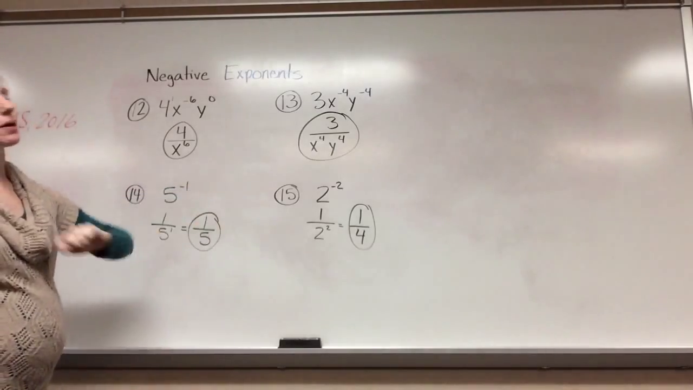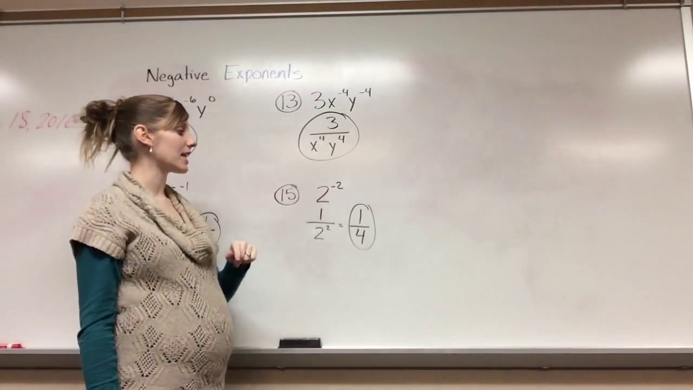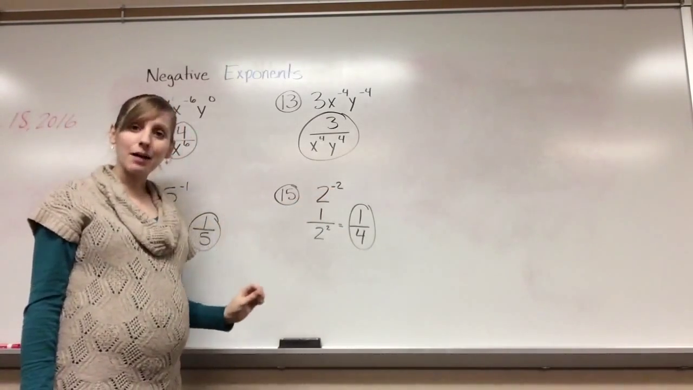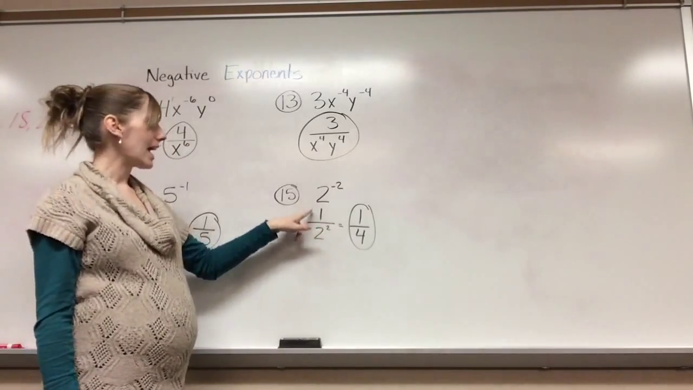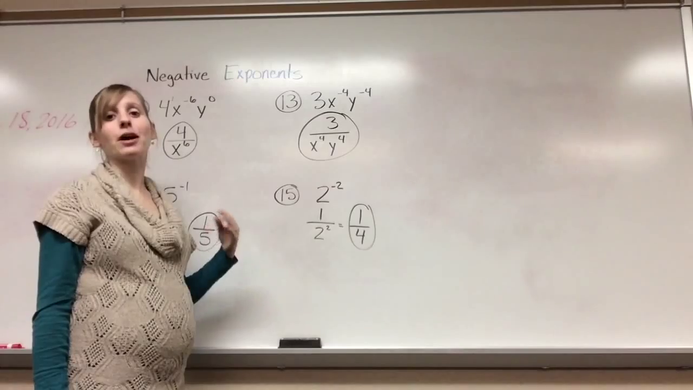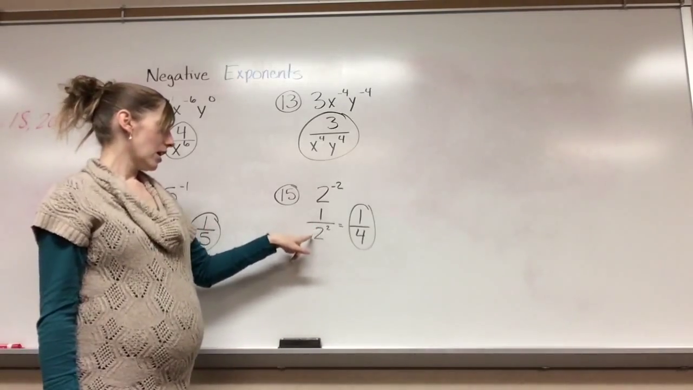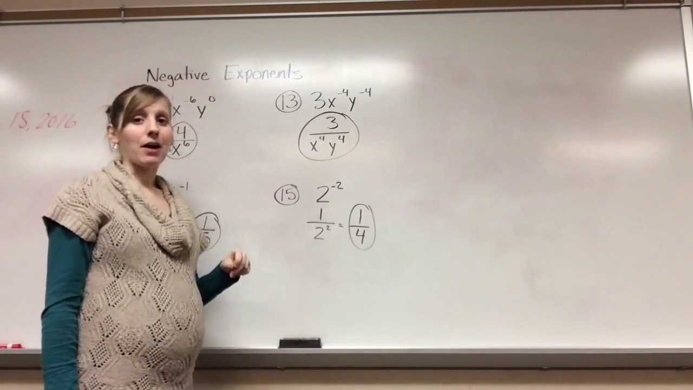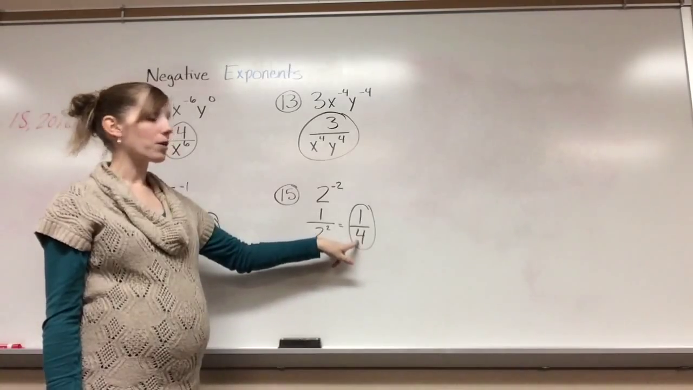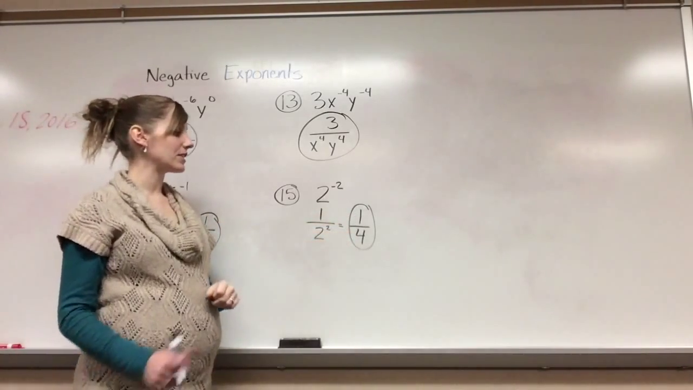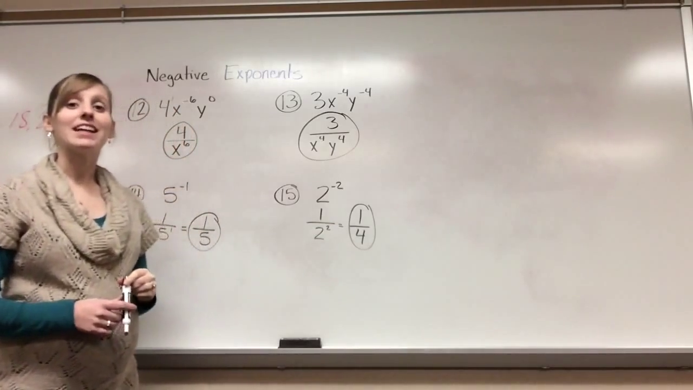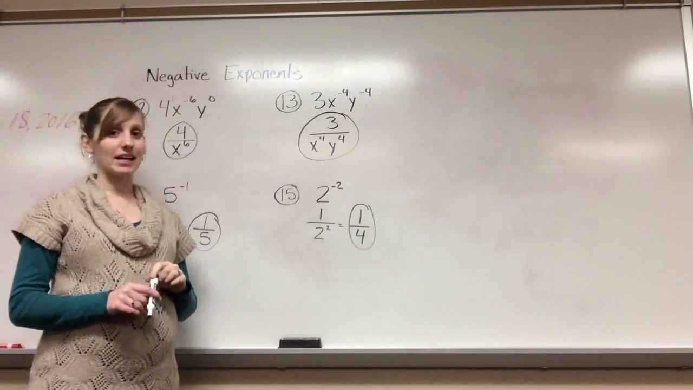And then lastly, for problem 15, 2 to the negative 2nd. That means it goes in the denominator of my fraction as 2 to the 2nd power. I had to have something in the numerator, so I put a 1 there. I simplified 2 to the 2nd power. I got 4, so 4 goes in the denominator with the 1 on top. So our answer for number 15 is 1/4. And that's the end of our lesson on negative exponents.